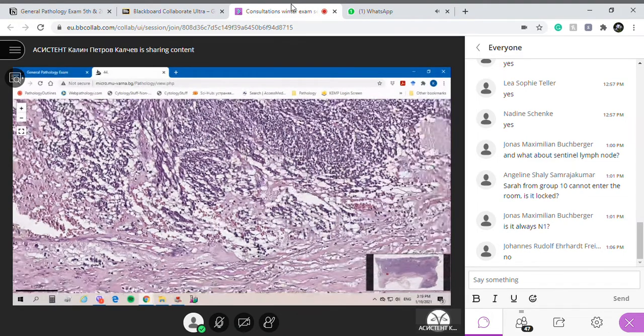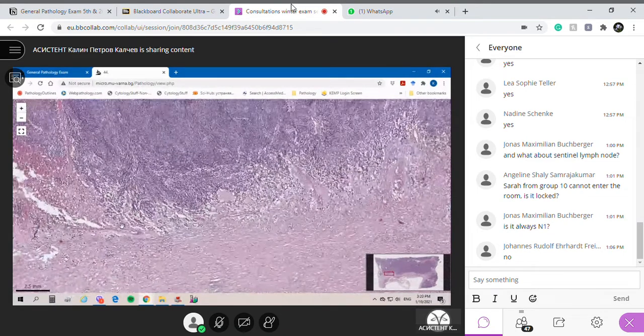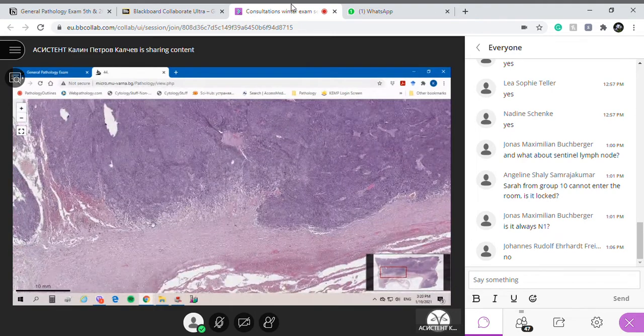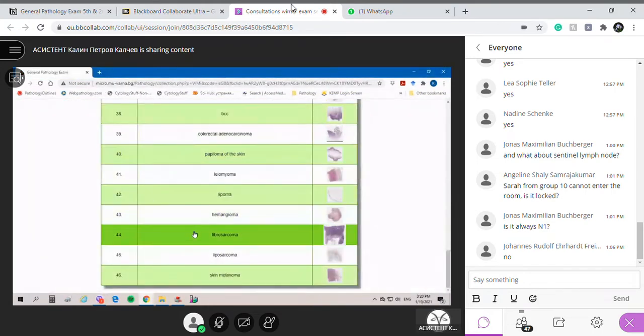So that means that this tumor is malignant. It is a highly aggressive tumor, actually. And this is the last of the mesenchymal tumors. Okay. Over here, the only tumor that was left for today is the skin melanoma.